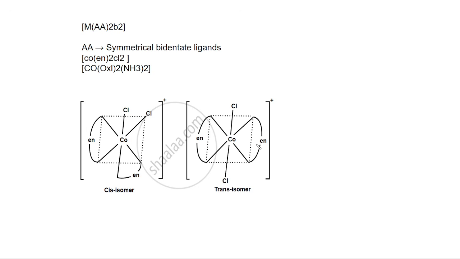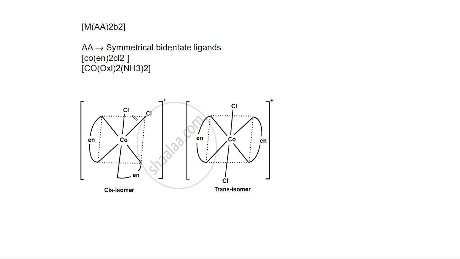Next, see the M(AA)2B2 type. AA means symmetrical bidentate ligands. Already in my previous video I explained bidentate ligands; if you don't know, please watch that video. The examples are dichlorobis(ethylenediamine)cobalt and diamminebis(oxalato)cobalt. These are examples of M(AA)2B2 type.